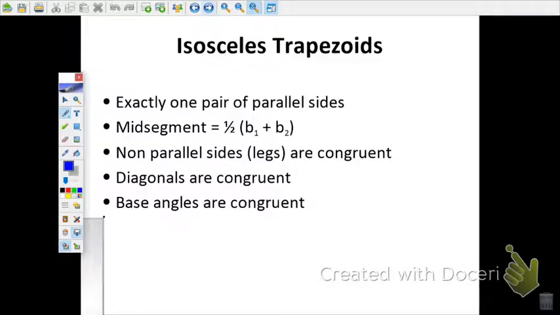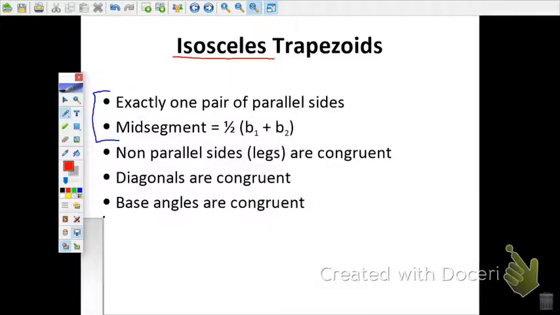Then more specifically, we can talk about isosceles trapezoids. We've seen that word isosceles before with triangles. What is an isosceles triangle? Two sides are equal. So in an isosceles trapezoid, we have the same two properties that work for all trapezoids. And then we have three more properties that apply when they are isosceles.